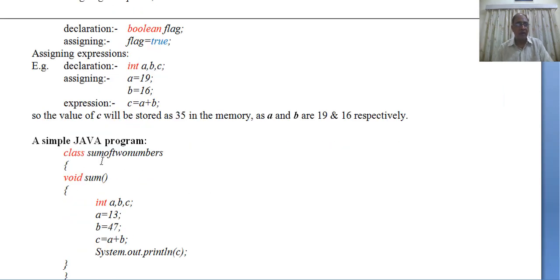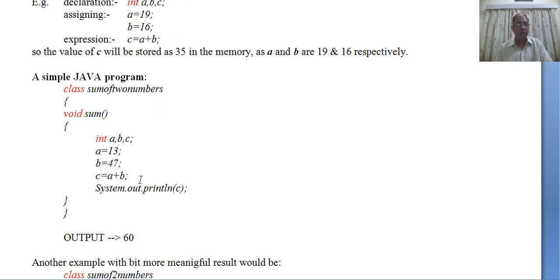Now a simple Java program: class SumOfTwoNumbers, curly brackets, void sum, curly brackets, int a, b, c, a is equal to 13, b is equal to 47, c is equal to a plus b, System.out.println(c). Now when you run this program on the computer, you will get the output as 60 because the sum of 13 and 47 is 60.